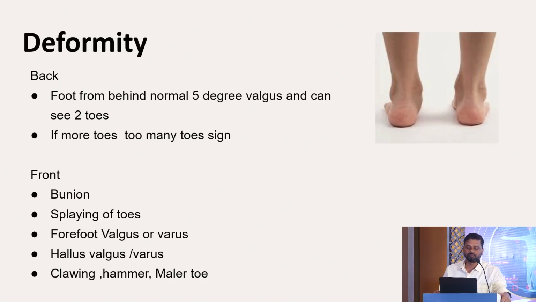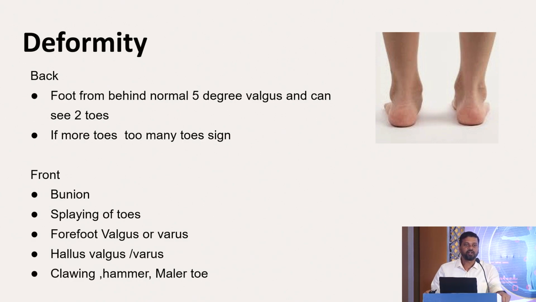different types of deformities. When we look at the patient from the back side, usually there is a 5 degree of valgus deformity, but that is not normal. And we can see almost 1.5 to 2 toes from the back side. If you are seeing more than 2 toes, that is the too many toes sign, there is something problematic in the foot. Okay.